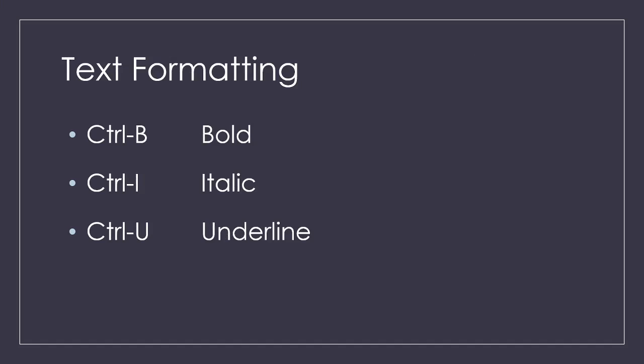Not only are there keyboard shortcuts for cutting, copying, and pasting text, but you can also make text bold, italic, and or underlined with the keyboard. These three are pretty easy to remember. Control B for bold, Control I for italic, and Control U for underline. Like the cut, copy, and paste shortcuts, these work almost anywhere you can edit text.